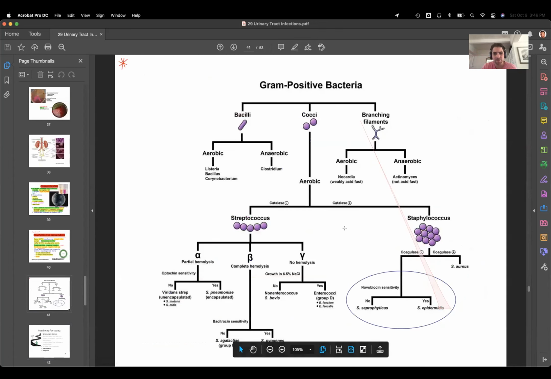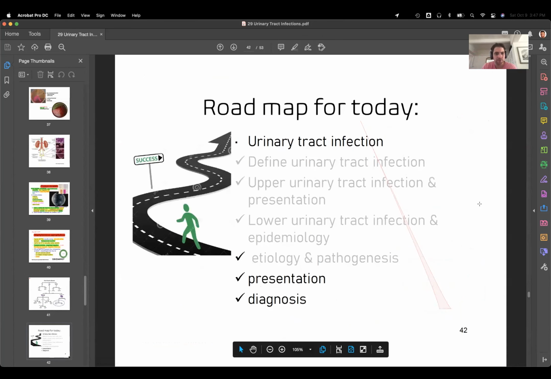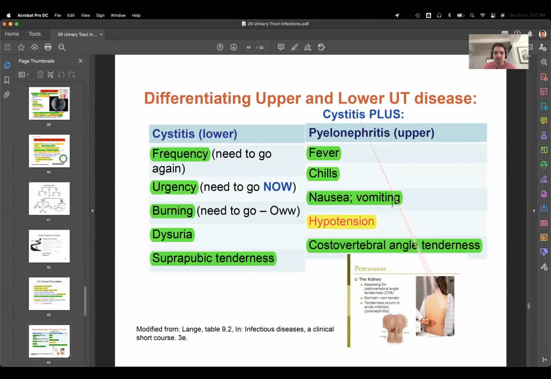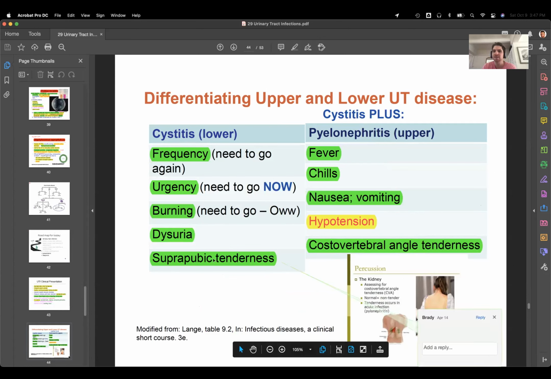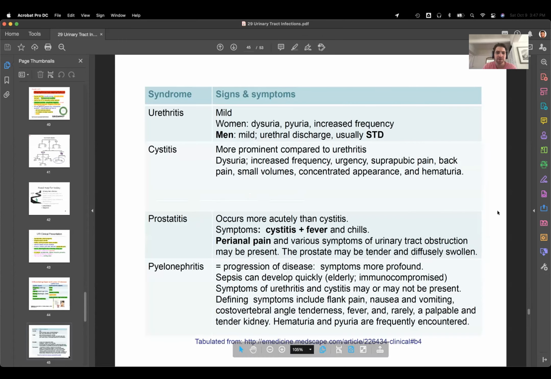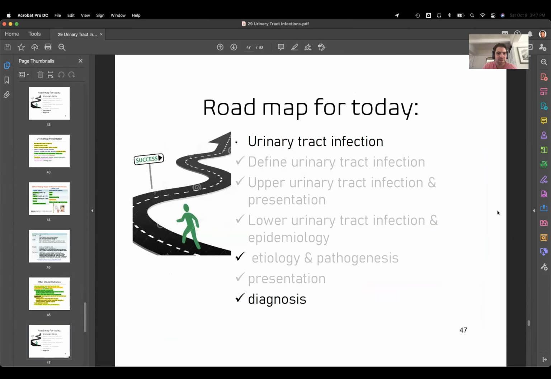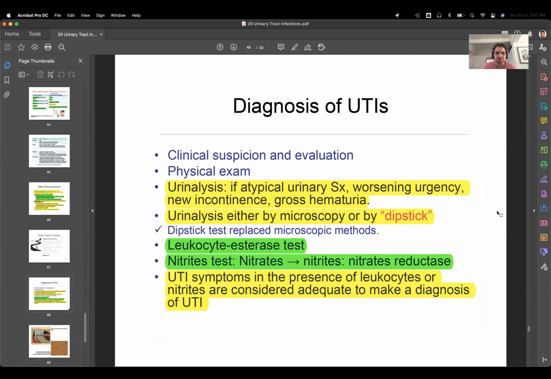All right, and this kind of breaks it down, but y'all can look at this on your own. Again, this is what you would expect. Suprapubic tenderness, cystitis; costovertebral angle tenderness, think pyelo. Definitely check this out.